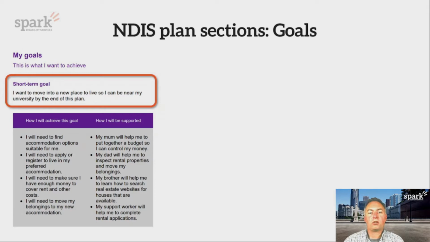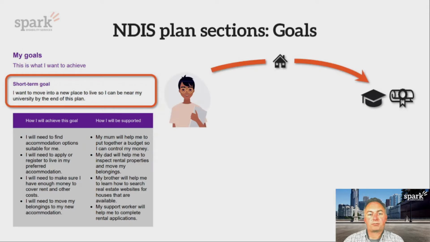Even with a short term goal, a good, well-considered plan will break down that goal into further steps. For example, in this case, in order to be able to find that place to live close to the university, our example person will need to identify what kind of accommodation would be the most appropriate for them. Is it private rental? Is it living in accommodation that's owned by the university? Is it applying for community or public housing?